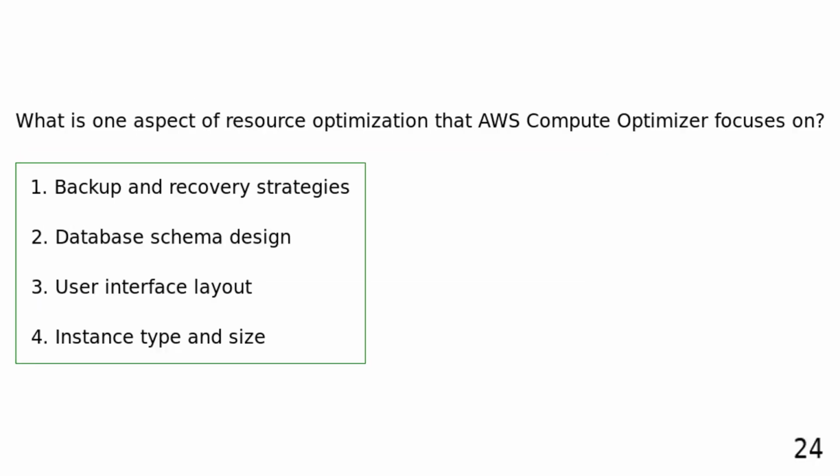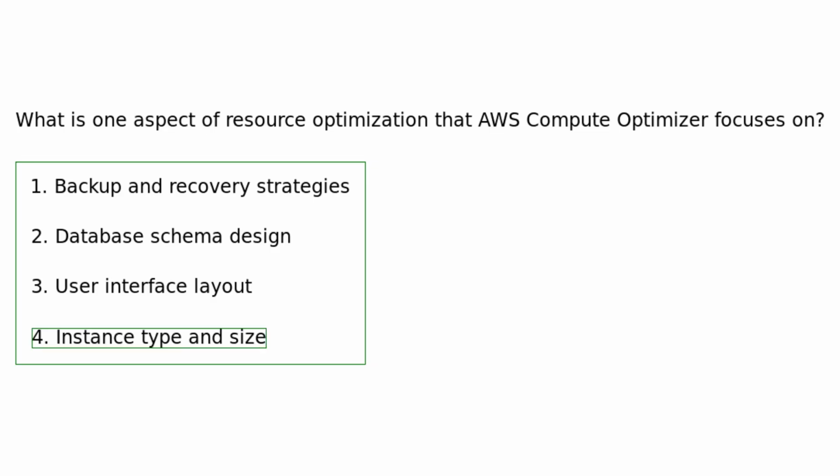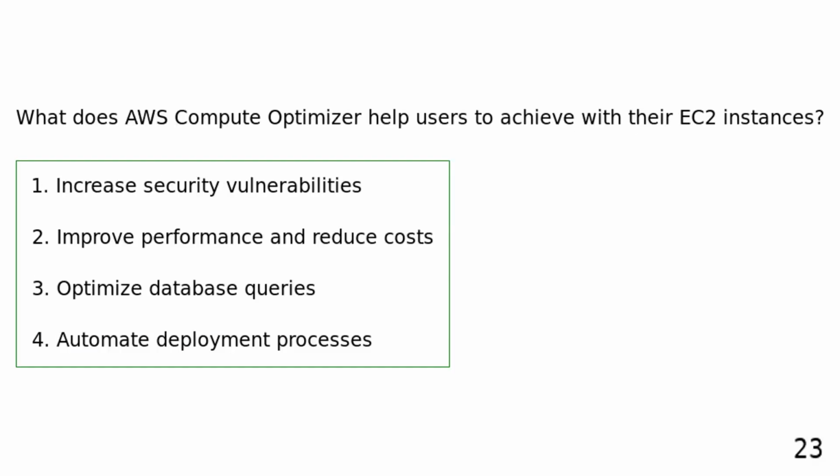What is one aspect of resource optimization that AWS Compute Optimizer focuses on? Backup and recovery strategies. Database schema design. User interface layout. Instance type and size. AWS Compute Optimizer focuses on resource optimization, particularly on recommending the right instance type and size for improved performance and cost efficiency.